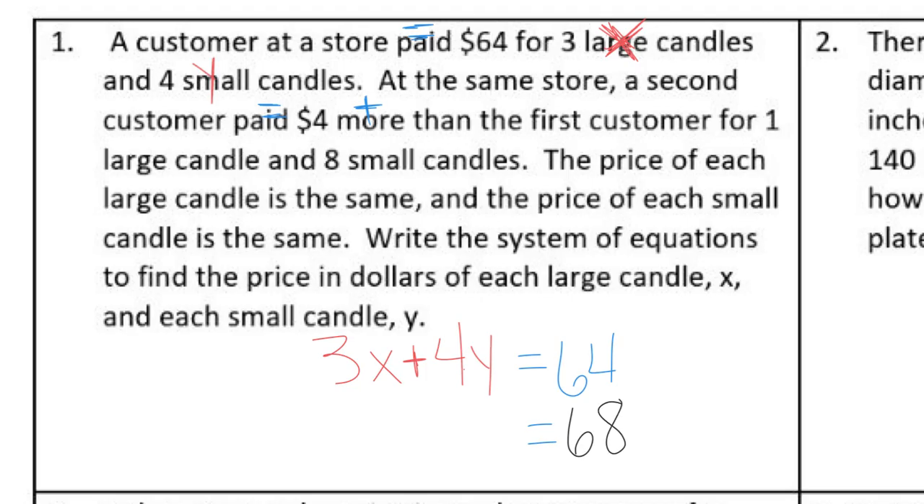68. And what did they buy? 1 large. What is that? Large. 1X. And 8 small. 8Y.